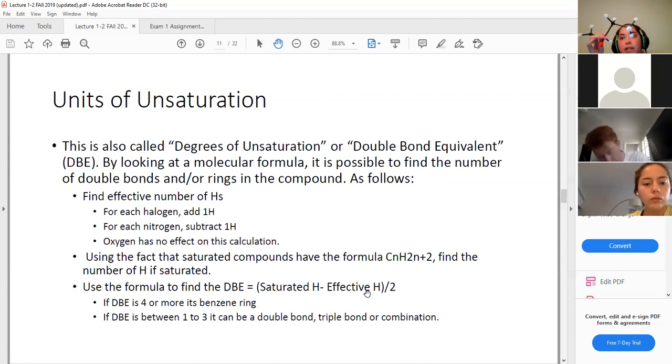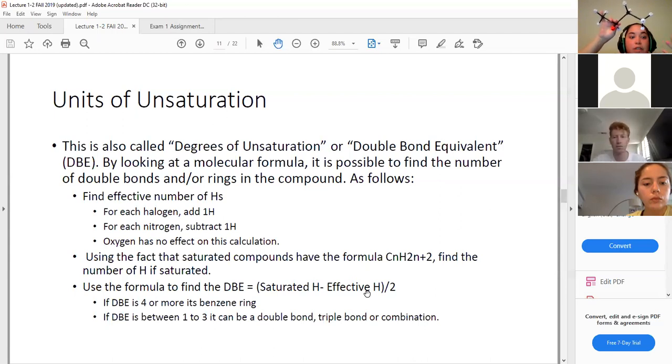And then I divide it by two. Using that, it will tell me a number. Depends on how high this number is. It is between 1 and 3. It can be a double bond in some areas, okay? Or it can be a triple bond, okay? Because remember, it's not saturated, so that's why we have double bonds or triple bonds.